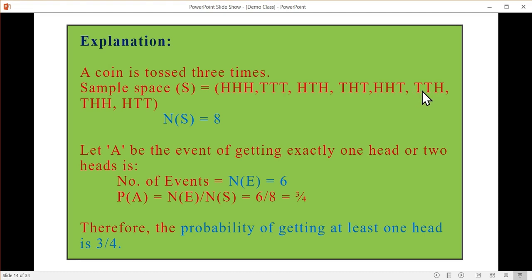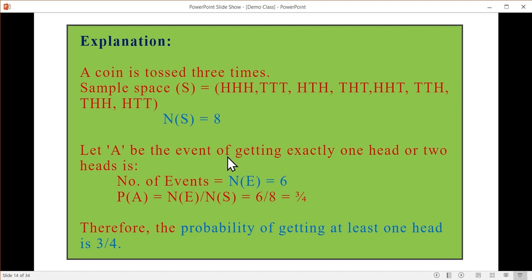Then the next one, the first two chances are tail and the last one is head. The next one is first chance tail, and the remaining two are head. The first one is head and the remaining two are tail. So the total number of sample space is called the n of S. That is the number of sample space, which is 8 here. That is n of S equal to 8.